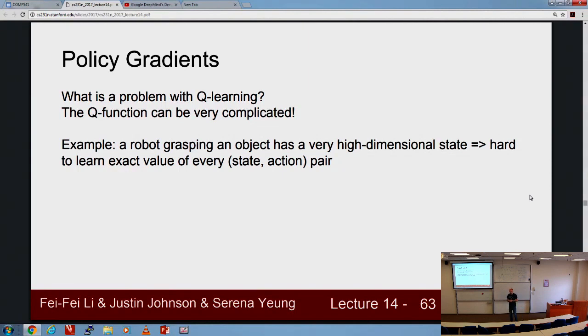So instead of going indirectly through this Q value, why don't we actually have a neural network that takes a state and assigns probabilities to actions? That's called a policy network. And if we can find a way to directly train that network, it might actually be more efficient in learning, especially in problems where the Q function might be very complicated, because after all what we want to learn is basically the correct action corresponding to every state.